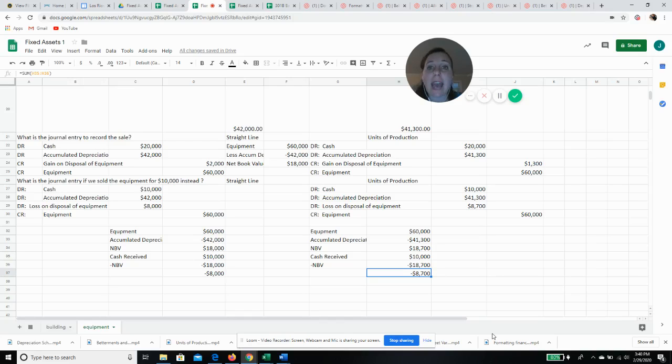All right, that is how we calculate a loss on the sale of equipment or any sort of fixed asset. Now you've done how to calculate a gain on the disposal of equipment and a loss on the disposal of equipment.